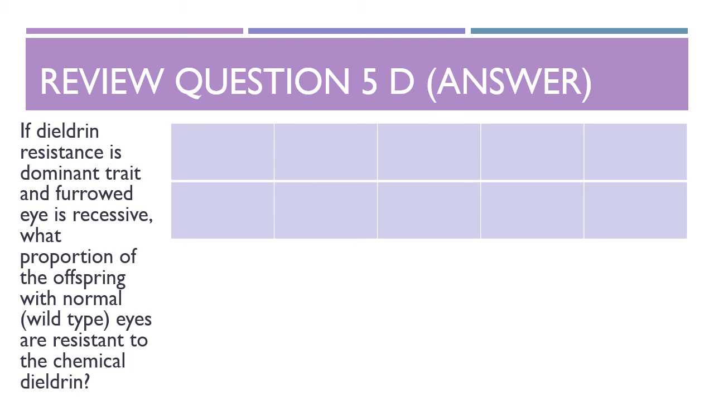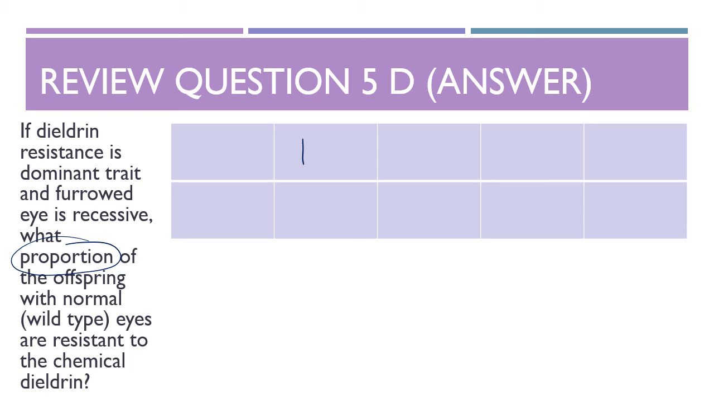Okay, so the answer to question 5D. So again, if dieldrin resistance is a dominant trait and furrowed eye is recessive, what proportion of the offspring with normal wild-type eyes are resistant to the chemical dieldrin? So when I see that term proportion, that is telling me I need to work out the probability. Okay, so a percentage would be perfect here.